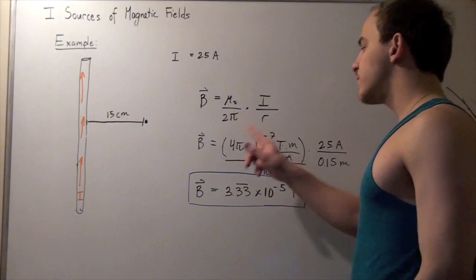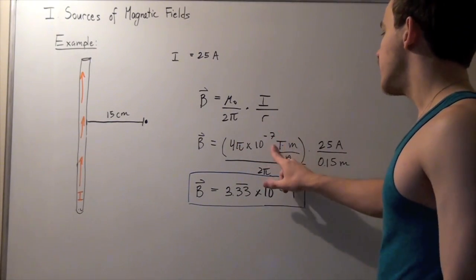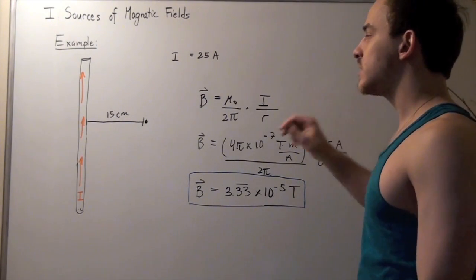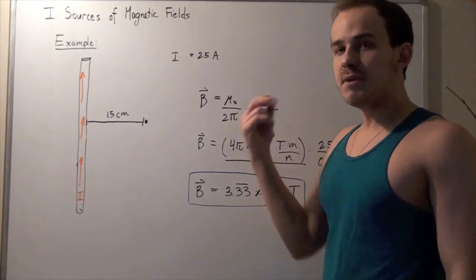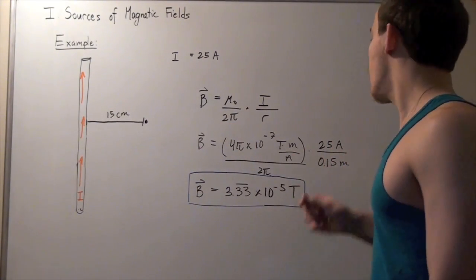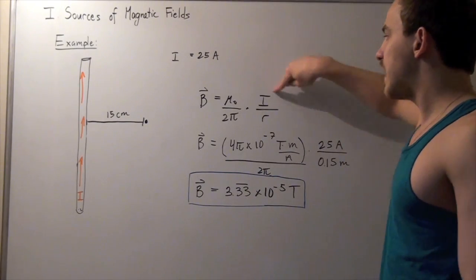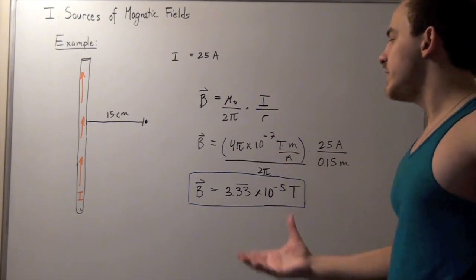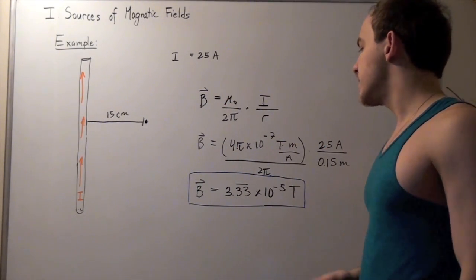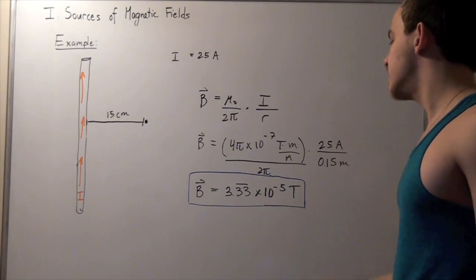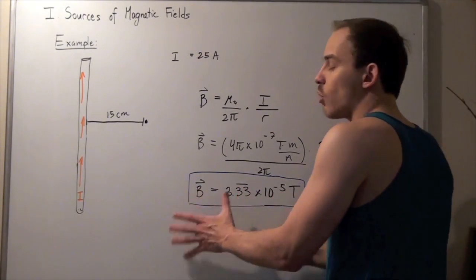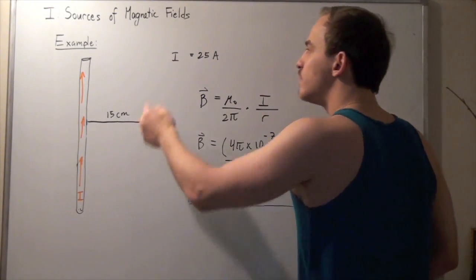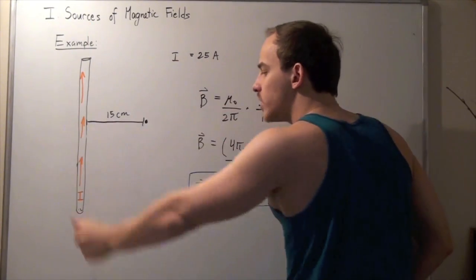So mu naught is 4 pi times 10 to the negative 7 teslas times meters divided by amps. Since we have meters, we must convert 15 centimeters to meters first. We divide 15 by 100 and we get 0.15 meters. So plug in 25 for I, plug in 0.15 for r, plug in the mu naught constant, and after plugging into our calculator, we get our answer to be 3.33 times 10 to the negative 5 teslas. This is the magnetic field felt at a point 15 centimeters away from a current of 25 amps going along a very long wire.